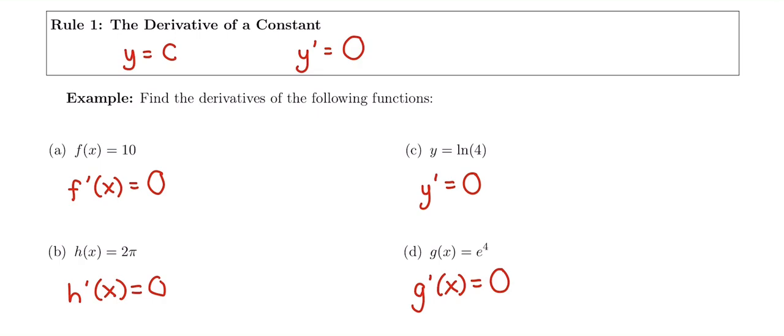Nice, simple rule. If it doesn't have an x or t or any variable like that, the derivative is 0.